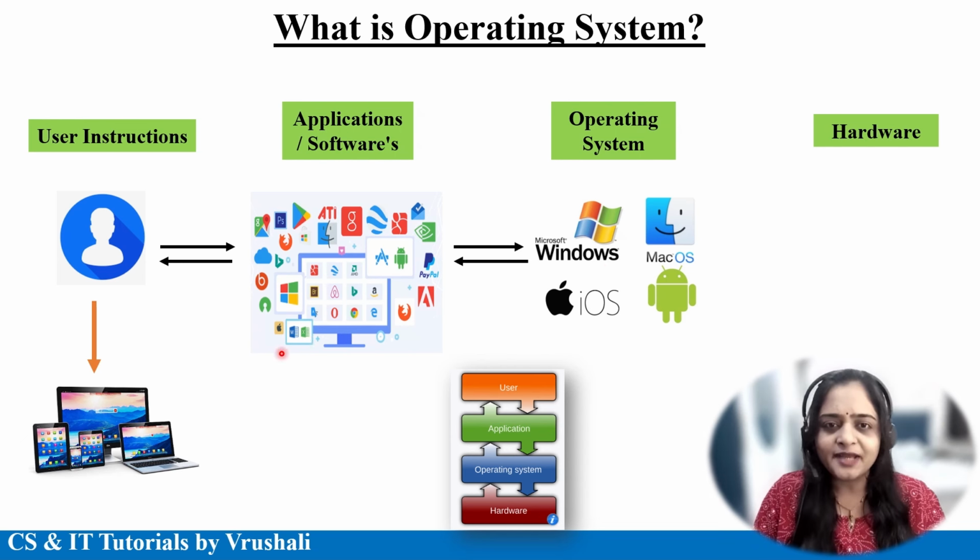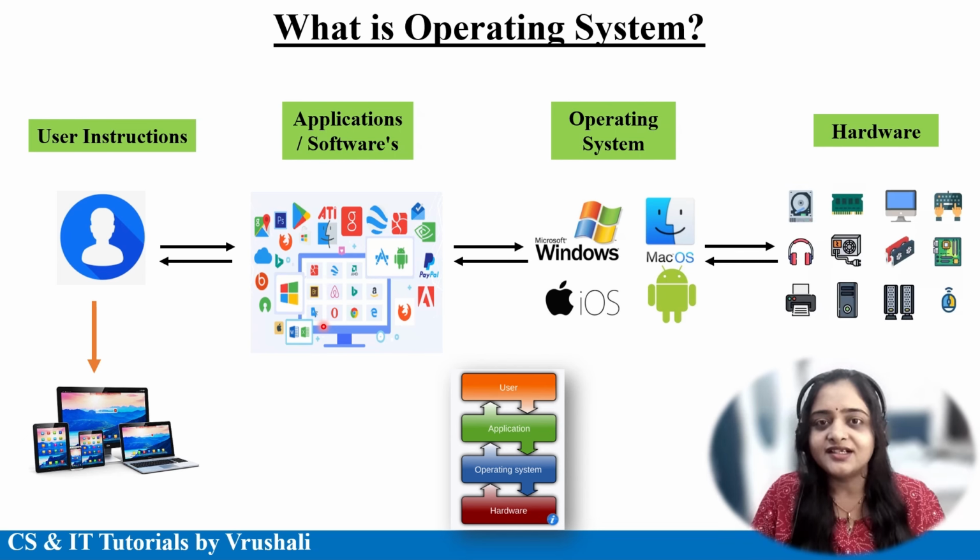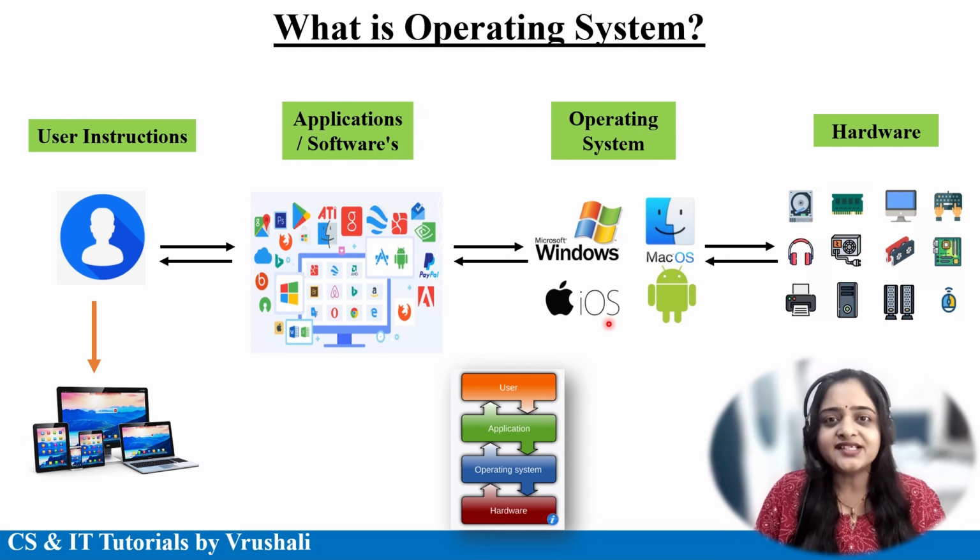Now, the user types something here. After that, the user wants to print a document. So they click on the print button. So the operating system passes this instruction to the printer, that is the hardware part. So this is the work of the operating system. Basically, it works as a bridge between software and hardware. The operating system processes each and every instruction accurately as per the user requirement. Now let's discuss in detail.